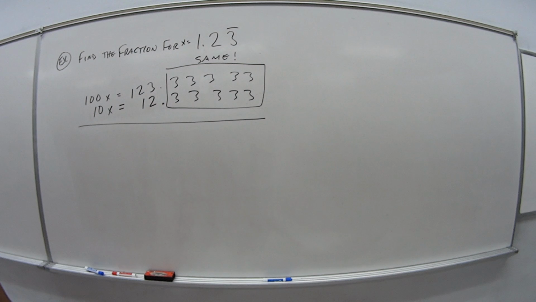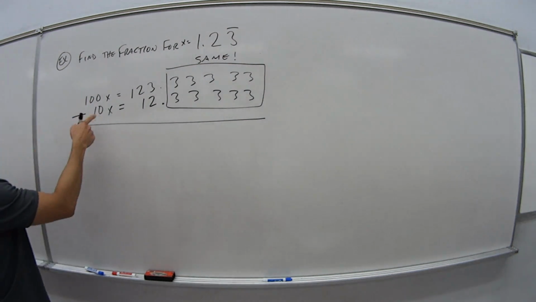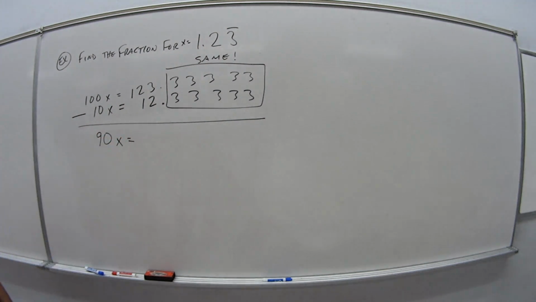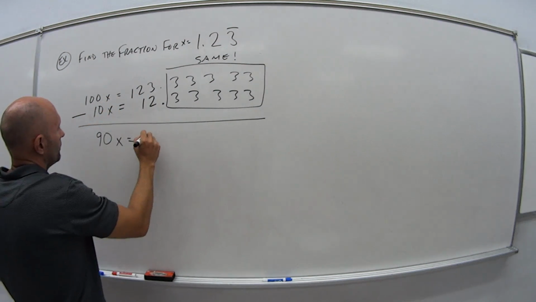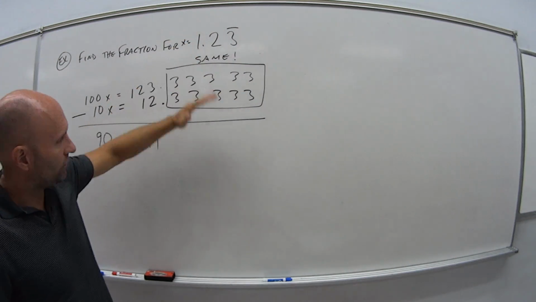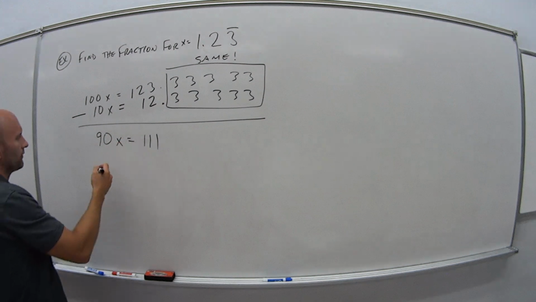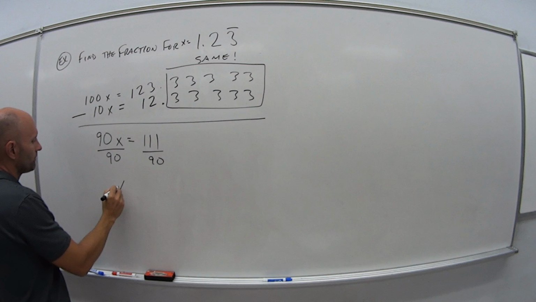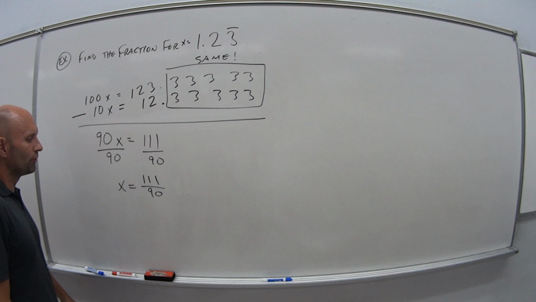Once it is, I can do subtraction. So 100x minus 10x is 90x. And 123 minus 12 is 111. And then what happens here? All the decimal pieces become 0. So now it's an algebra problem. I want to divide both sides by 90. So x is 111 over 90.